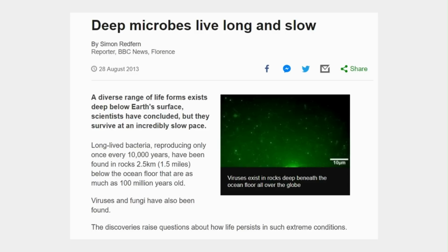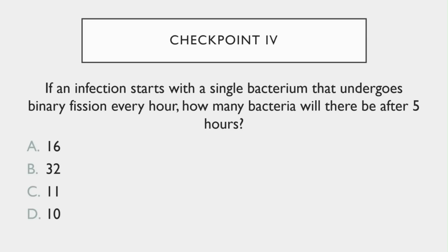Of course, you're not going to stick an E. coli 1.5 miles below the ocean floor and it survive. It would die instantly. But there are microbes that evolve to live in those conditions. Checkpoint 4. If an infection starts with a single bacterium that undergoes binary fission every hour, how many bacteria will there be after 5 hours?